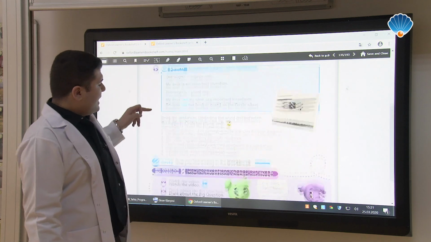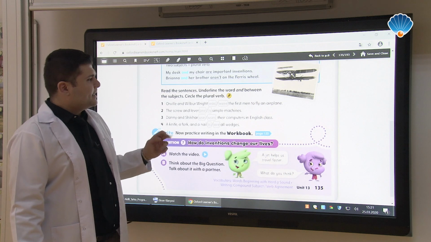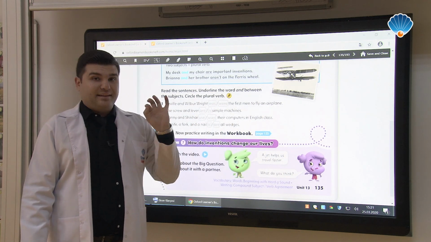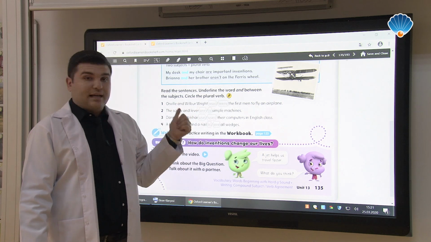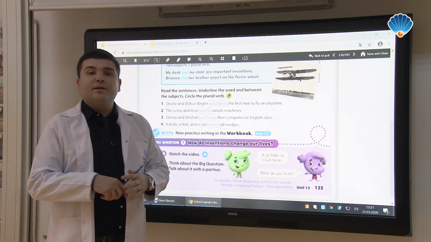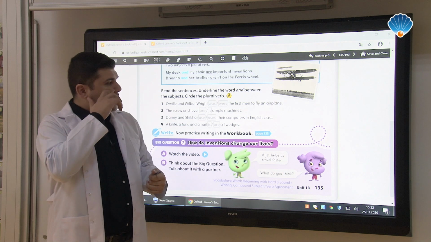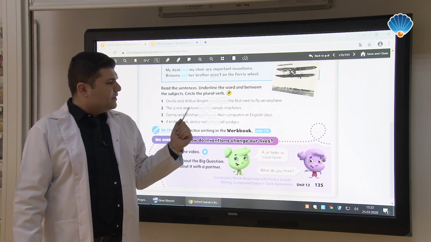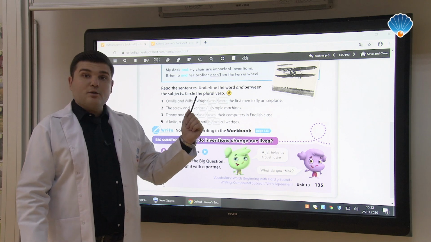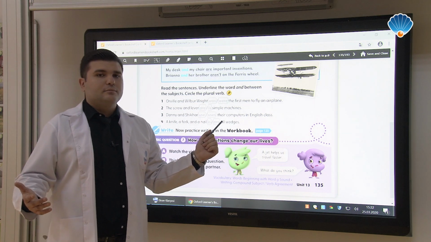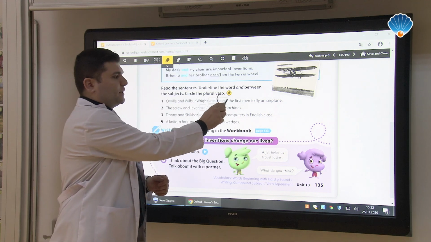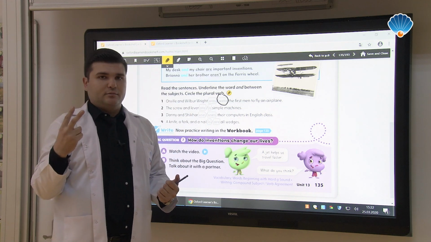So now, we have this part. It says, read the sentences, underline the word and between the subjects, and circle the plural noun, okay? We have 4 sentences here. The first one, Orville and Wilbur Wright was or were. Which one? Of course, it is were because it is plural. We have 2 people here, okay?